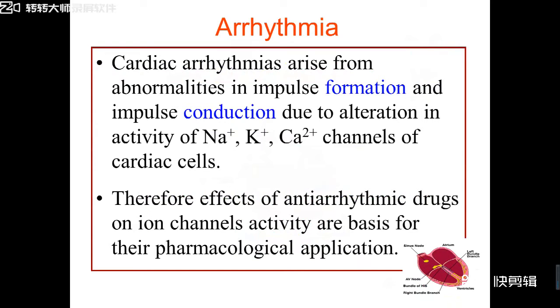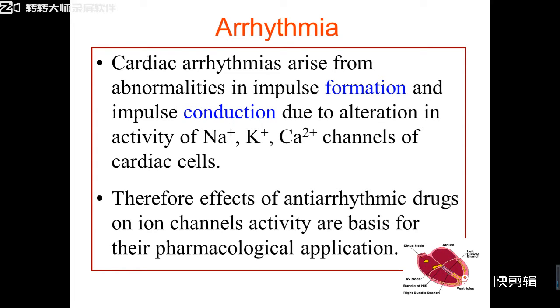The definition of arrhythmia: cardiac arrhythmias arise from abnormalities in impulse formation and impulse conduction, due to alteration in the activity of sodium, potassium, and calcium channels of cardiac myocytes. From this definition, we know that arrhythmias mean abnormal impulse formation or abnormal impulse conduction. Arrhythmias are also due to alteration in the activity of these channels, such as sodium, potassium, and calcium channels.